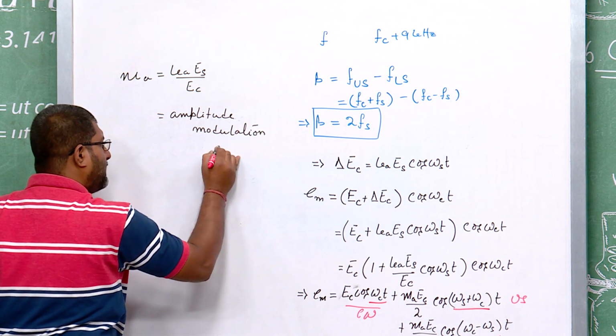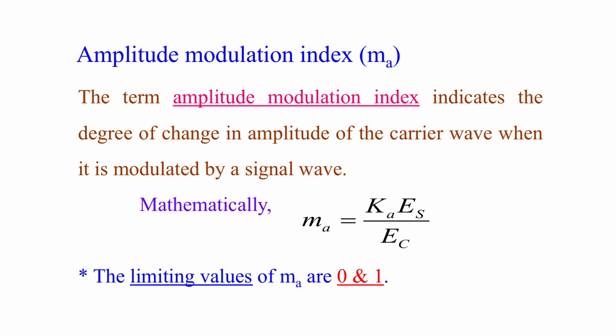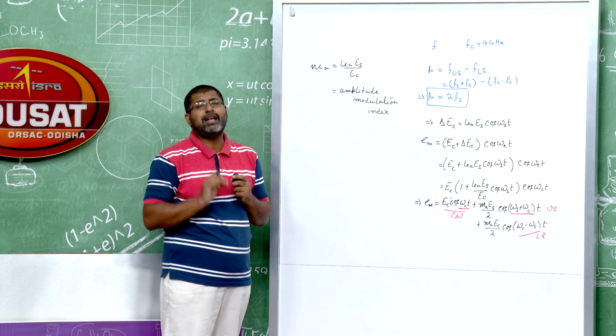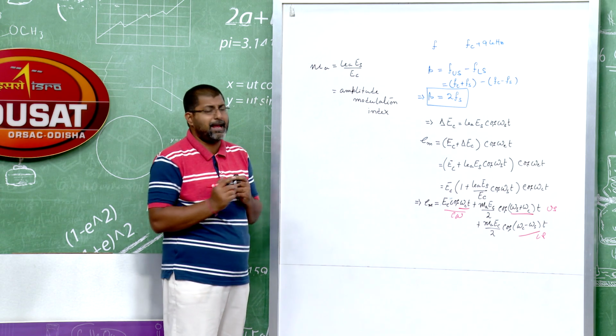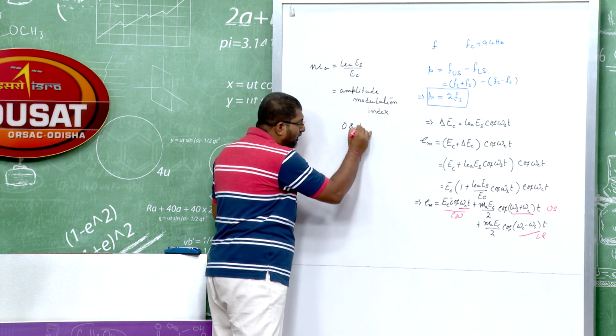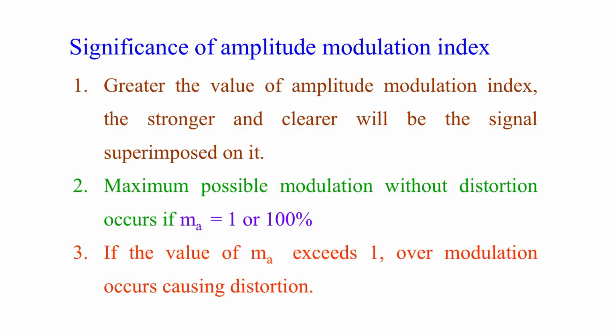This amplitude modulation index, its significance is that its value tells us the quality of the signal superimposed upon the carrier. Now, if the amplitude modulation index has a greater value, the stronger and clearer will be the signal superimposed upon it. The limiting values of this amplitude modulation index are 0 and 1. The greater the value of amplitude modulation index, the stronger and clearer will be the signal superimposed upon it.